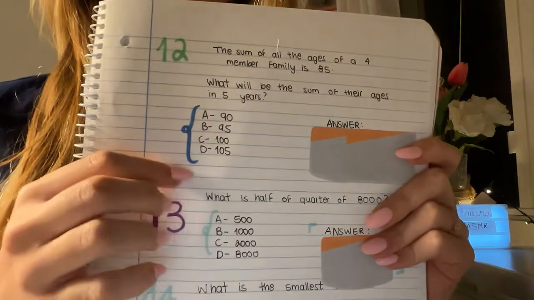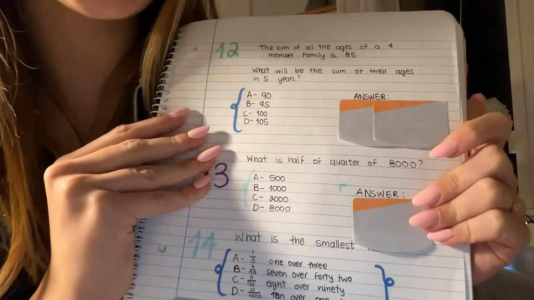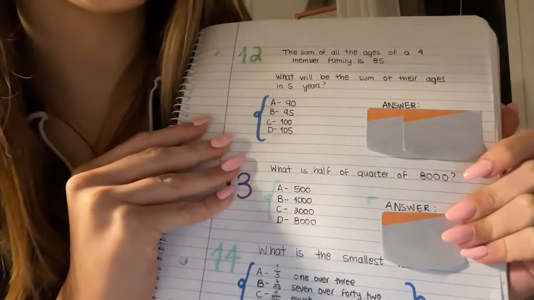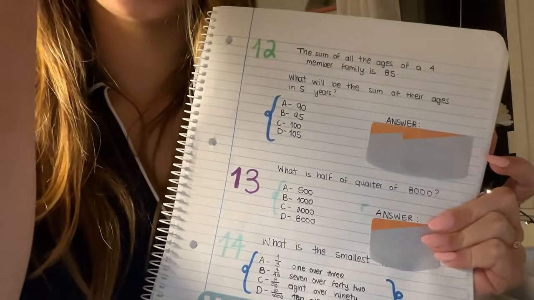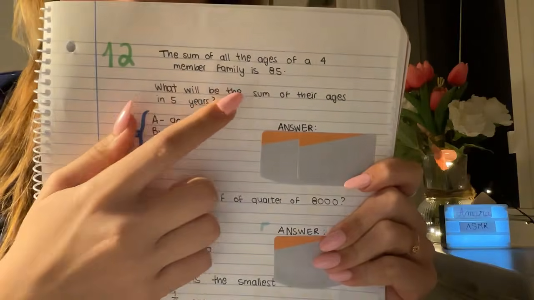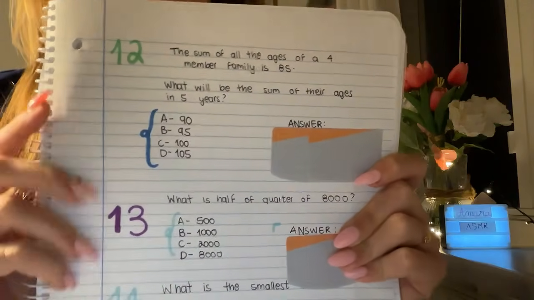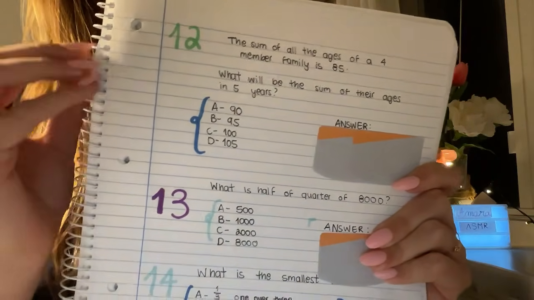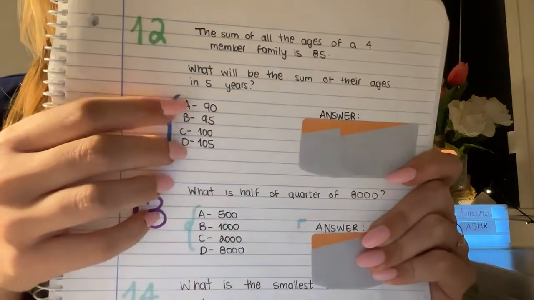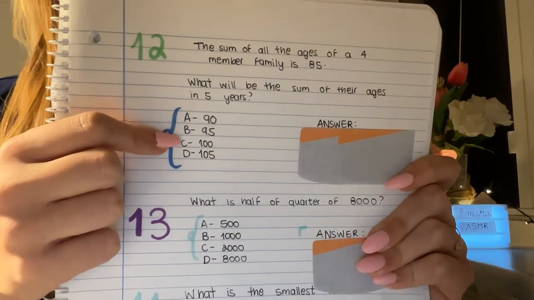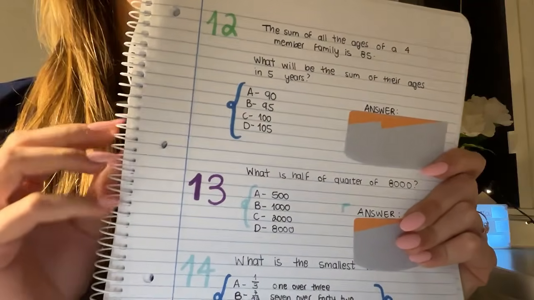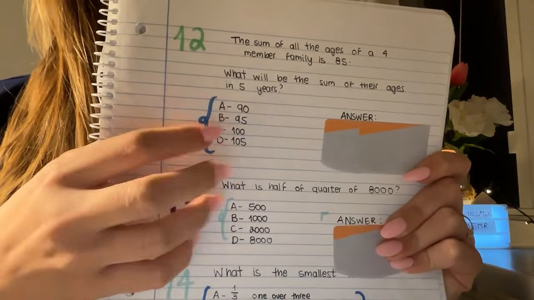We have 4 options again. A, 90, B, 95, C, 100, or D, 105. You sum the age of every person in this family and you get 85. 5 years later, you do the same with the same family, and what is the answer you should get? 90, 95, 100, or 105. A, B, C, or D?